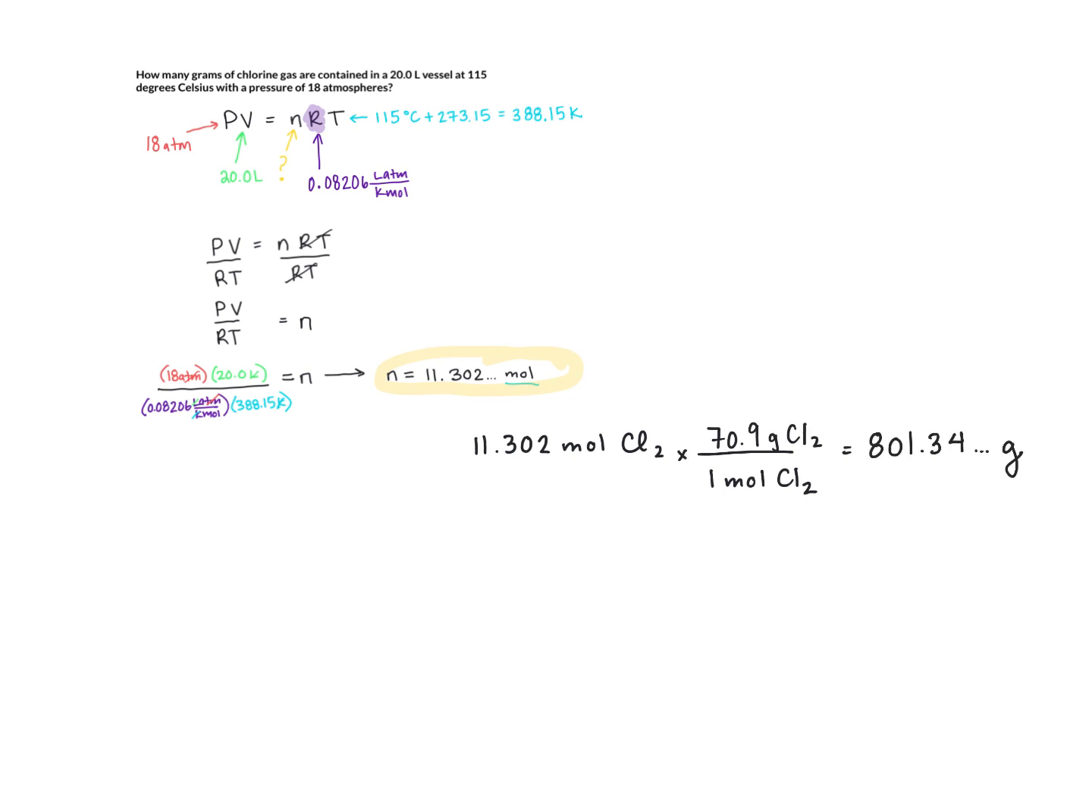Our calculator answer is 801.34 and a whole bunch more numbers, grams. If we want to be technical about significant figures, we have to round to only 2. Which gets a little tricky because we have to write it in scientific notation to express two significant figures. Bottom line, your answer should be about 800. And the units on your answer are grams.